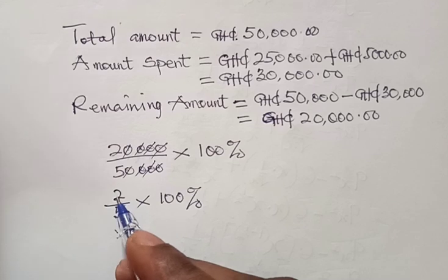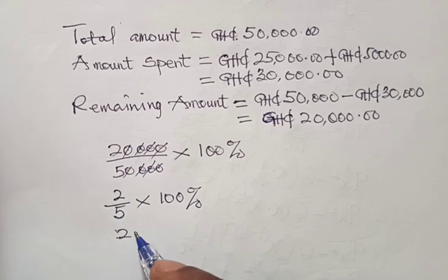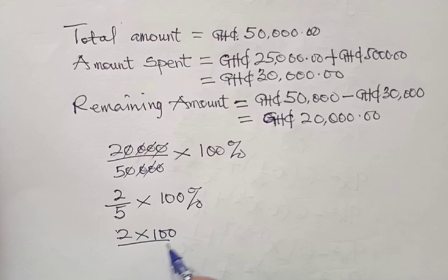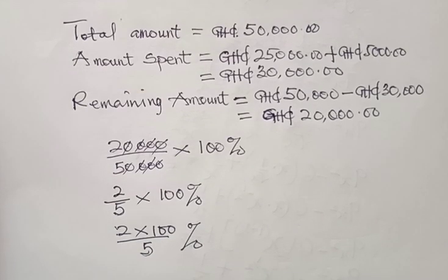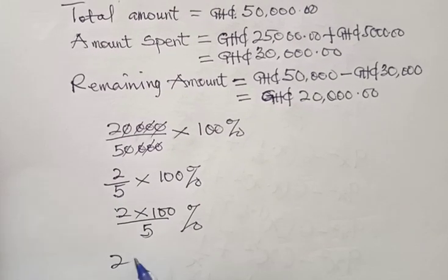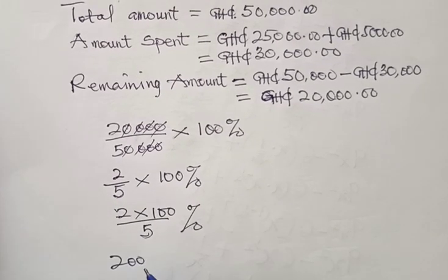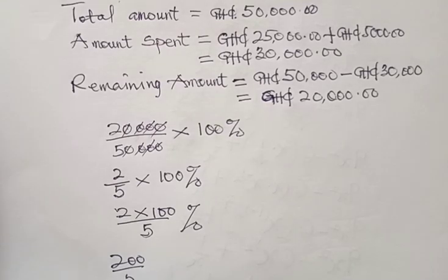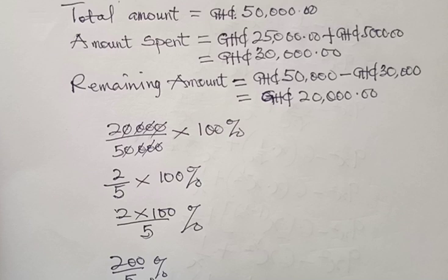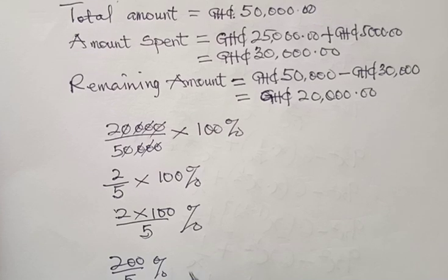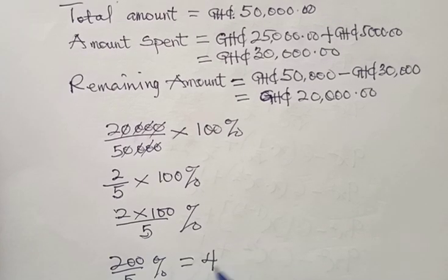Okay, good. So this gives me 2 times 100 all divided by 5, and then I'll bring my percentage. Okay, this gives me 200 divided by 5%. So what is 200 by 5? So this gives me 40%.